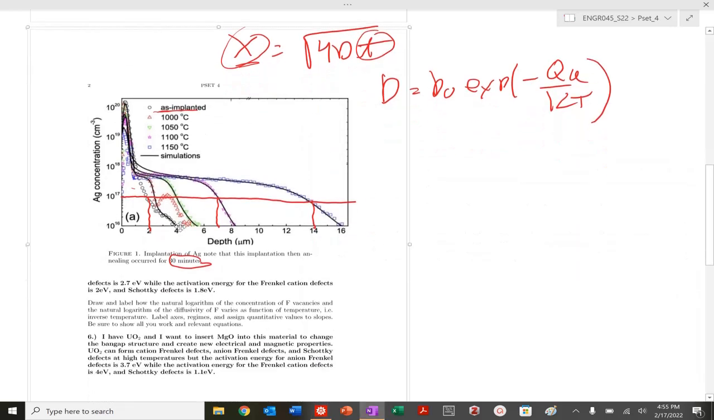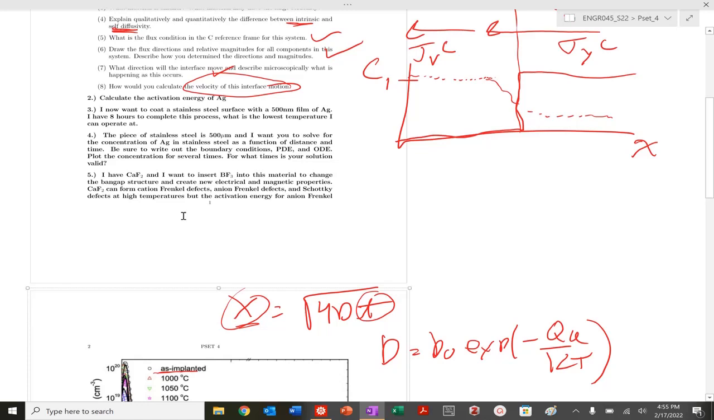All right, excellent. So I now want to coat a stainless steel surface with a 50 nanometer film of Ag. I have 8 hours to complete the process. What is the lowest temperature I could operate at? So my X is effectively going to be that 500 nanometers.